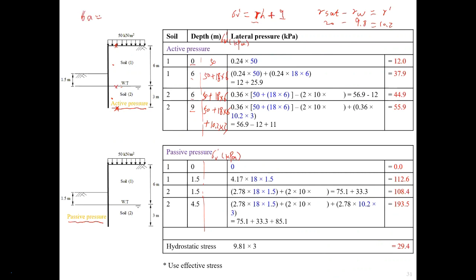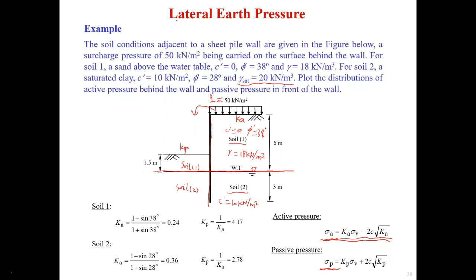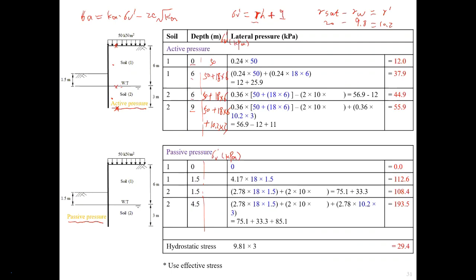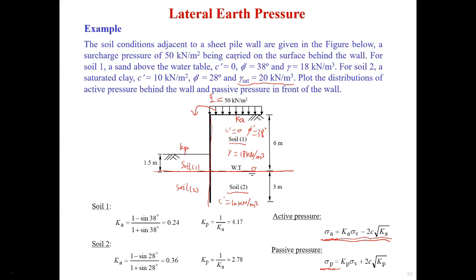Sigma A equals Ka times sigma A prime minus 2C times the square root of Ka, right? If it is dry soil, then we use sigma A equal to sigma A prime. So for the first case, now we go to step five. We plug in this value, sigma A equal to sigma A prime. So we plug this value 15 into this formula, and this Ka we already calculated previously.